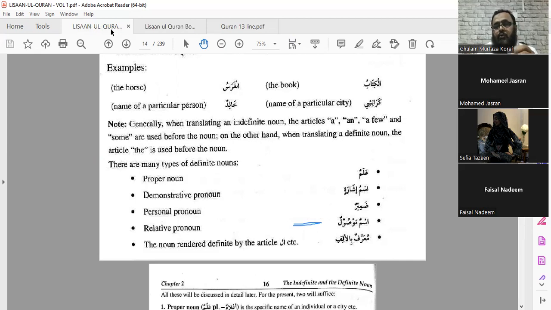Fourth one is ismul mawsul. That is a relative pronoun. Like we say, I met the person who was addressing in Arabic. Now, who? That is what a relative pronoun. In Arabic, what is the relative pronoun? What are the examples from the Quran?